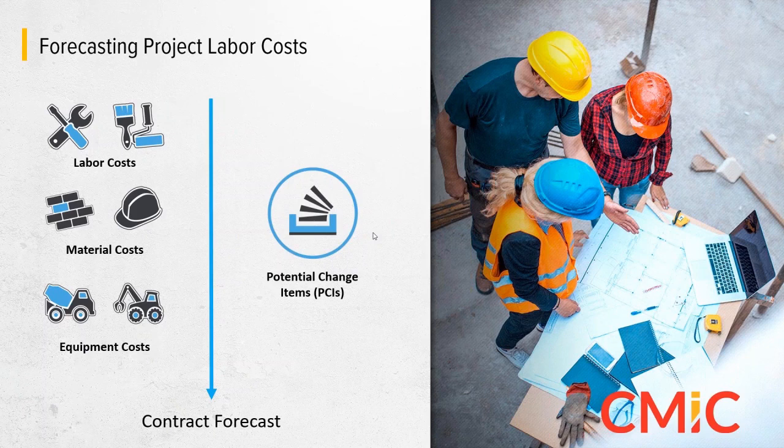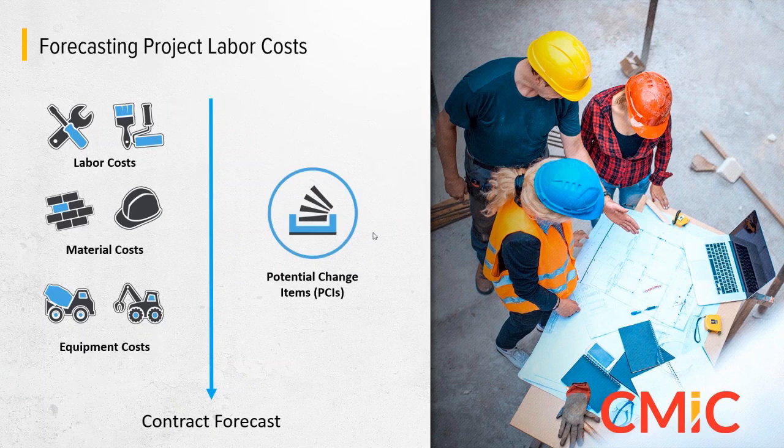So I just put together a really quick slide to illustrate that when we think of contract forecasting at CMIC, there are two big components that we feed into this contract forecast. There's a lot more than this, but these are the two I focus on. We have the labor costs, material costs, and equipment costs. All of those things can be tracked in the field in real time using the mobile CrewTime app.